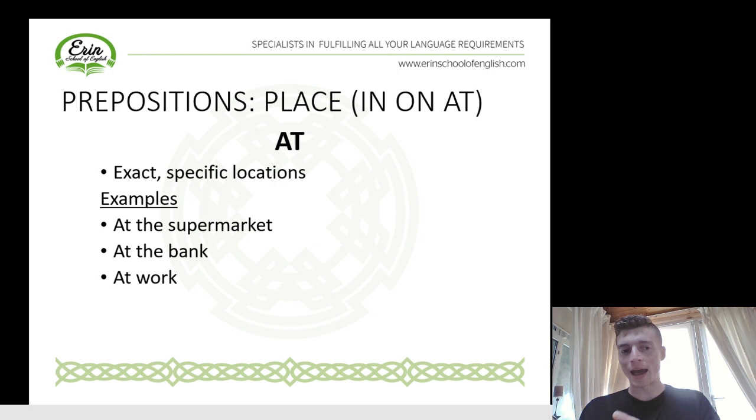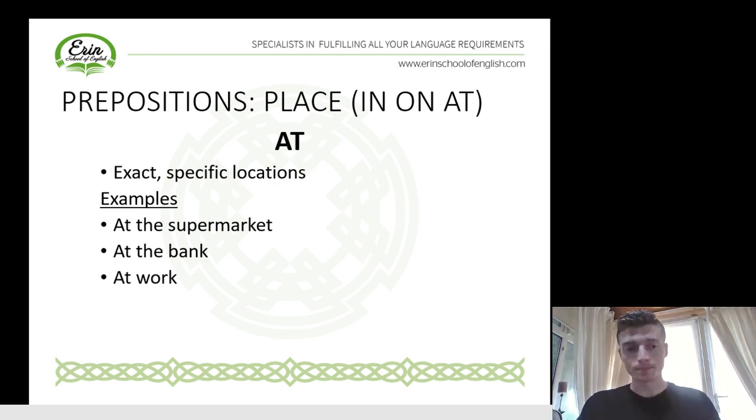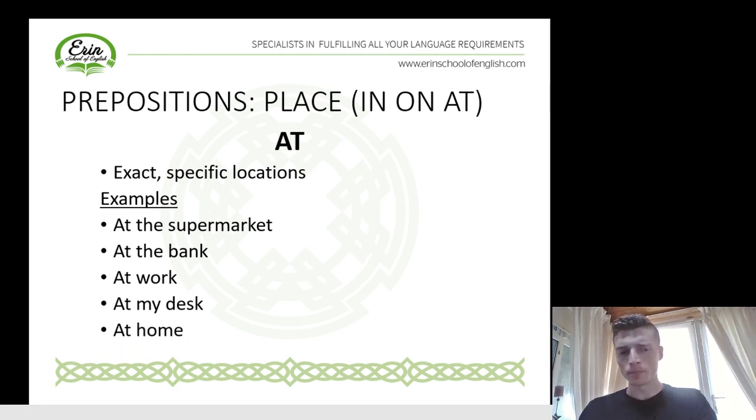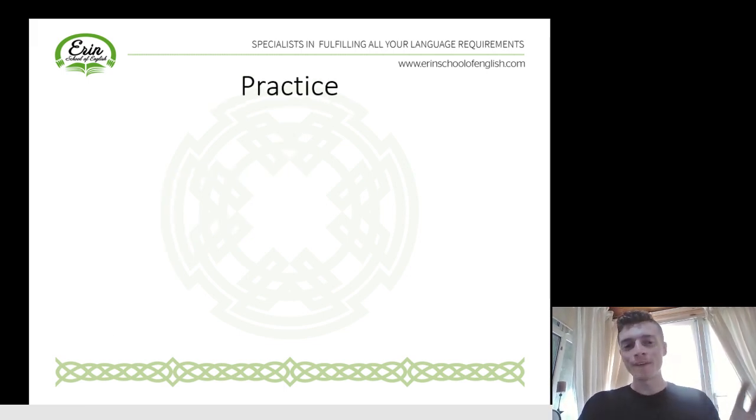We use at. You can also be at work. So I'm at work. You can be at a desk. I'm at my desk. And you can be at home. Now just notice before the words work and home, there is no article. We do not use articles before these words. So I'm at work, I'm not at the work. You're at home, you're not at the home. All right, really, really good.